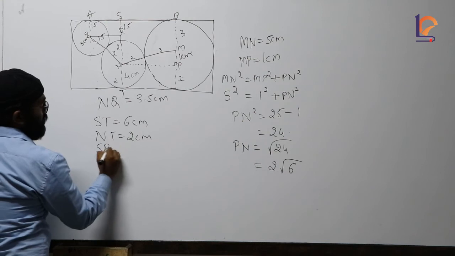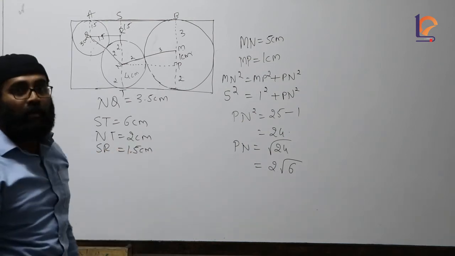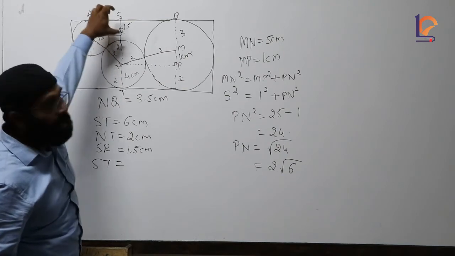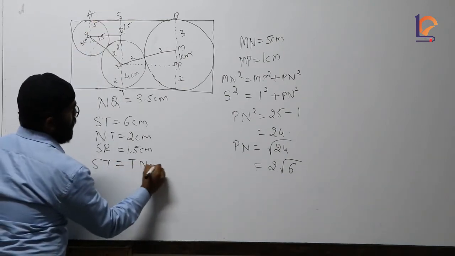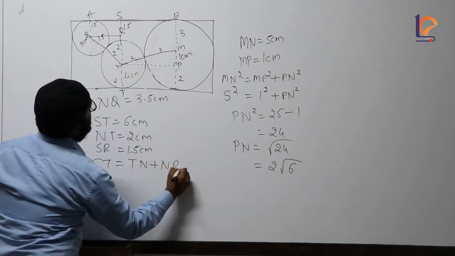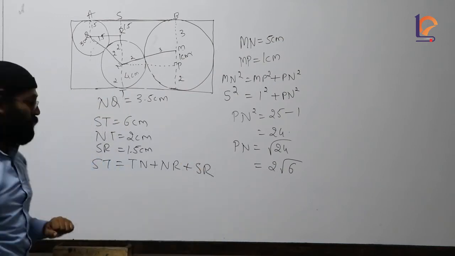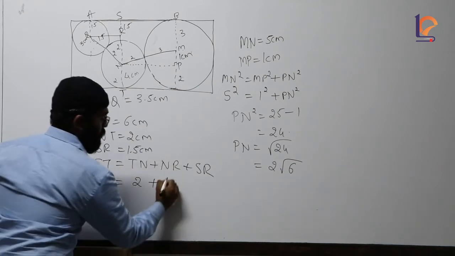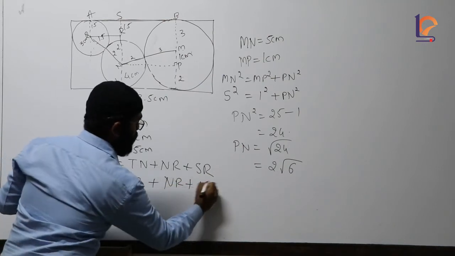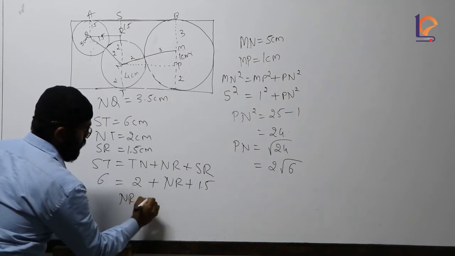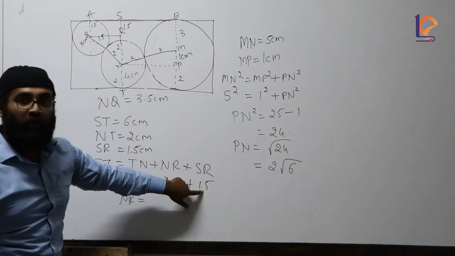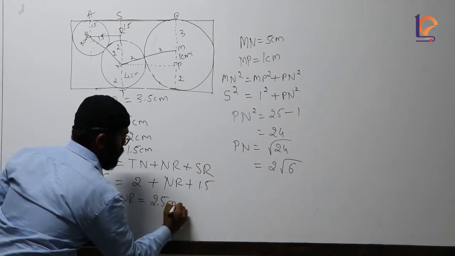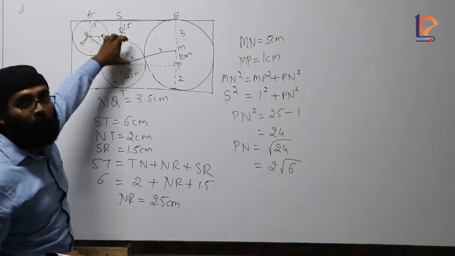SR is equal to 1.5 cm. So I know ST is made up of 3 segments: NT, RN and SR. So ST is equal to TN plus NR plus SR. ST is equal to 6, TN is equal to 2. I need to find the value of NR. SR is 1.5. Solving this, NR is equal to 6 minus 2 plus 1.5, which is 3.5. So 6 minus 3.5 is 2.5 cm. So NR is 2.5 cm.